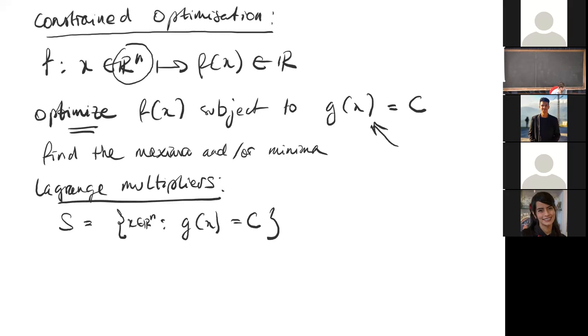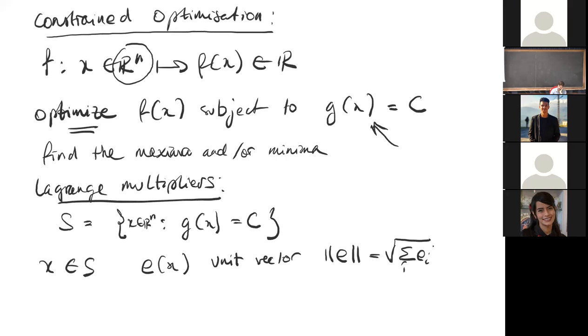All right. So now let me define E of x. Let me consider any point x that belongs to this surface, and let me define E of x, a unit vector. So what does it mean, unit vector? In general, a unit vector is one whose length is 1. So the norm of this thing, the Euclidean norm, the square root of the sum of e_i squared, is 1. So yes, it has length 1.